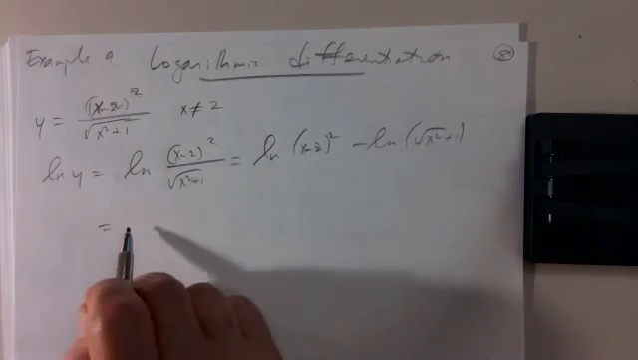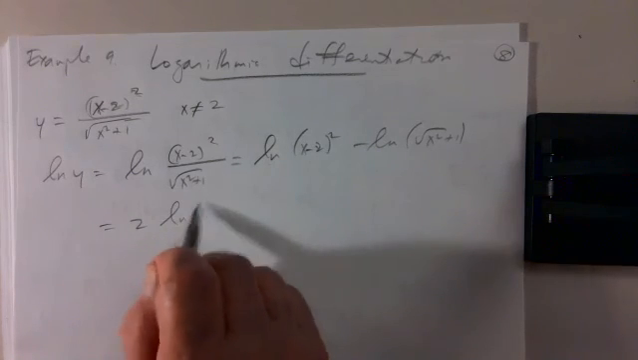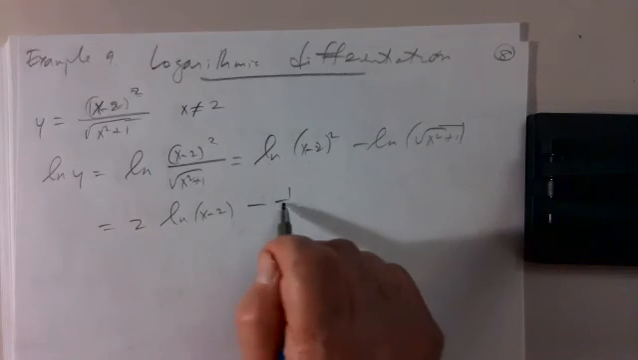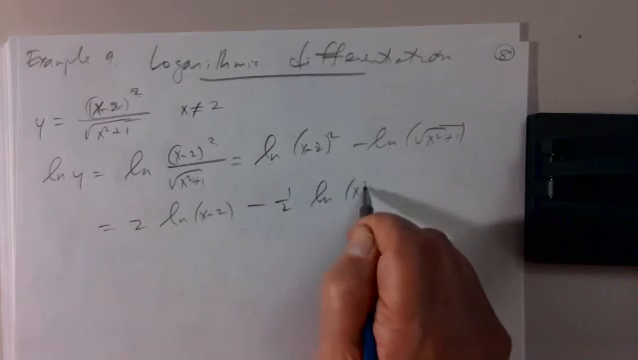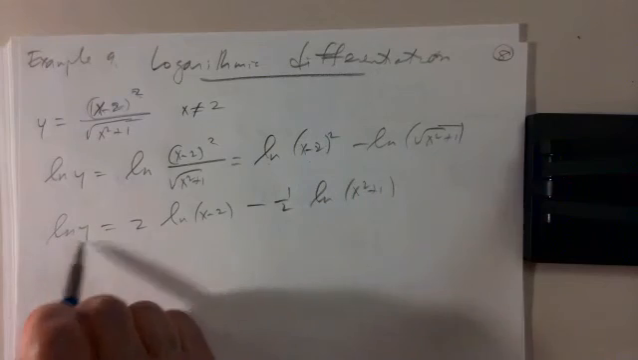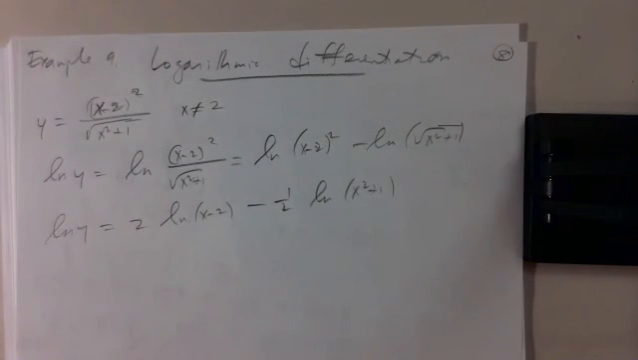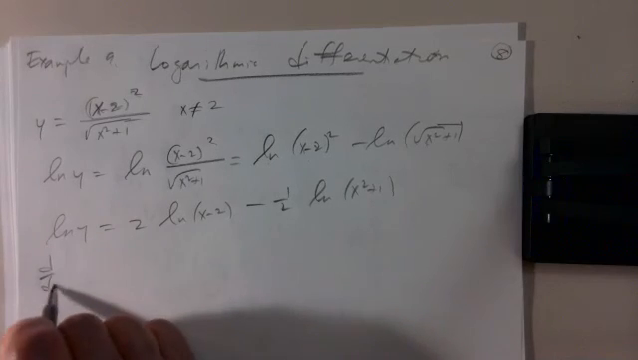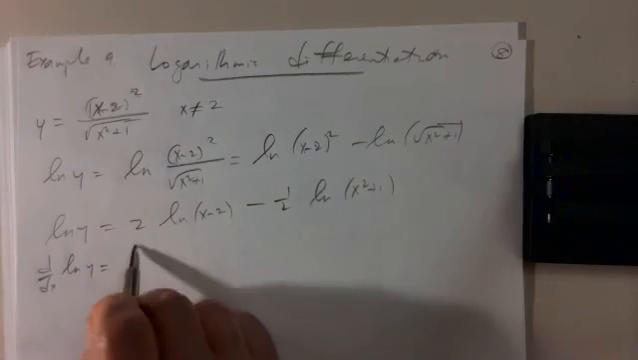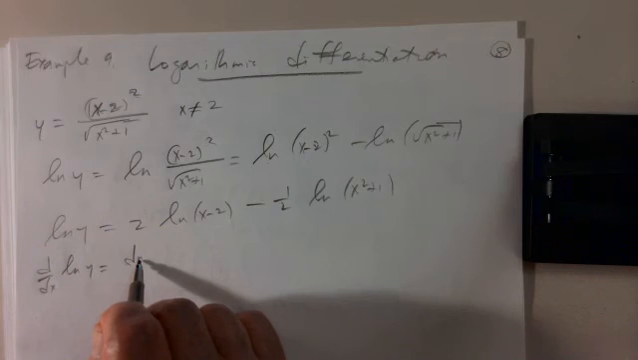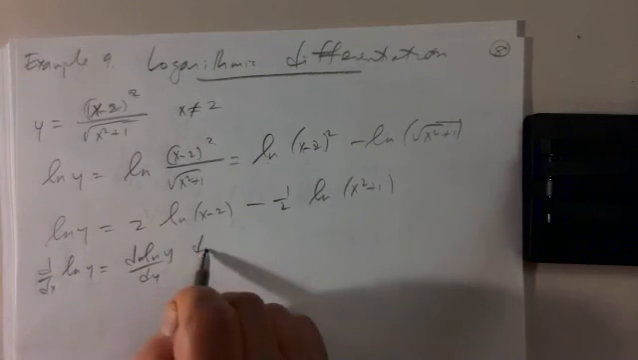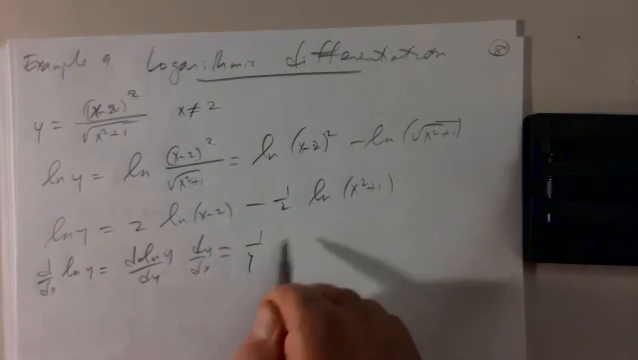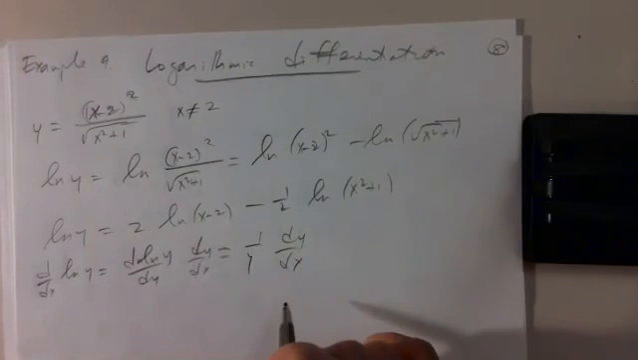The log of something to a power, you can take the power outside. This is 2 times the log of x minus 2. And the square root is the power 1/2. So this is minus 1/2 the log of x squared plus 1. And now, if you differentiate with respect to x, the derivative with respect to x of the log of y is the derivative of the log of y with respect to y, times dy/dx. The derivative of the logarithm of y with respect to y is 1 over y, dy/dx.